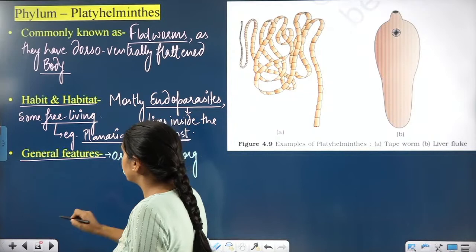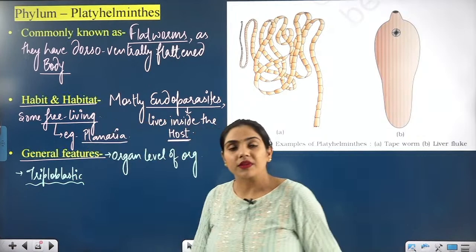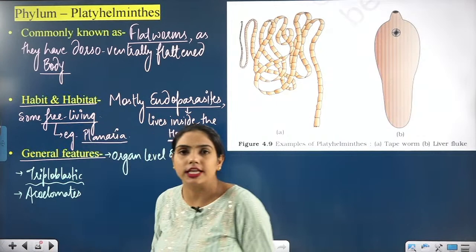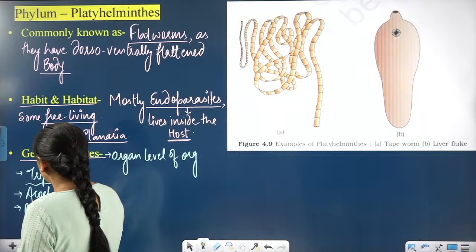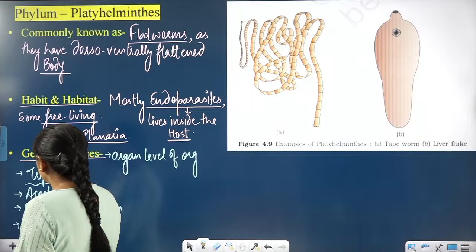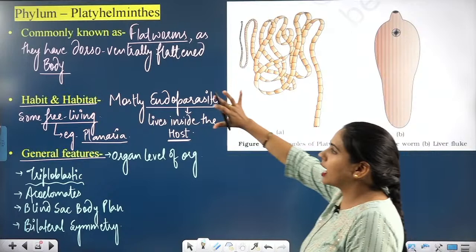Then if we talk about the germ layers, three germ layers, triploblastic, they are triploblastic, beta. Before this, the two phylums were diploblastic. The first time they are triploblastic animals, but they don't have coelom, so they are acoelomates. They are still acoelomates. Then if we talk about their body plan, they have blind sac body plan. If we talk about their symmetry, beta, then again first time we have seen bilateral symmetry in them. So these are the general features of phylum Platyhelminthes. So I hope you have understood the common name, the habit and habitat, the general features.